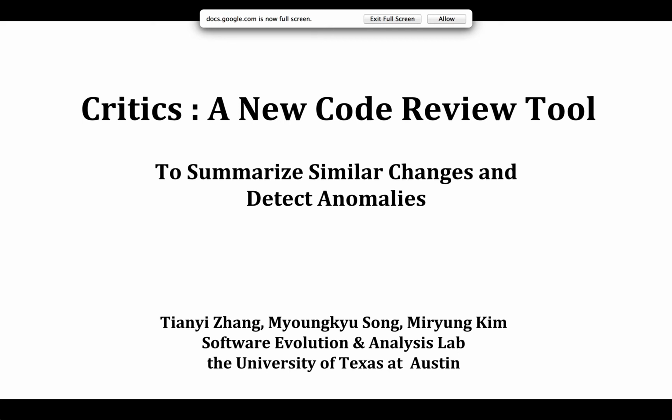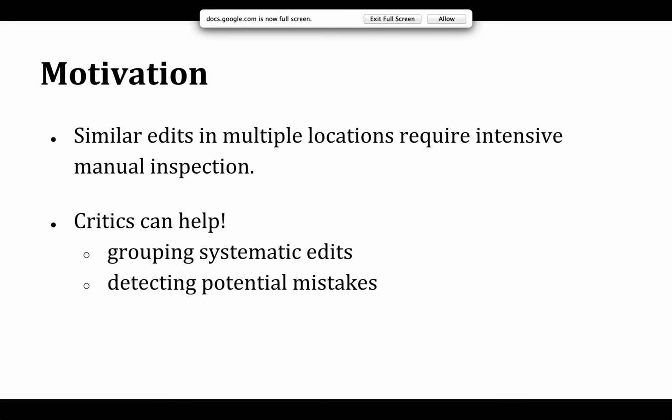In this video, I will demo Critics, an Eclipse plugin that can help developers search and summarize program changes during peer code reviews. In large-scale systems, inspecting similar edits in multiple locations requires intensive time and effort. Suppose that a code reviewer reads a certain section of a diff patch and wants to ensure that similar edits are applied correctly to all similar contexts.